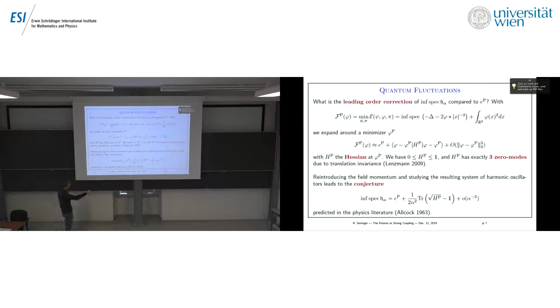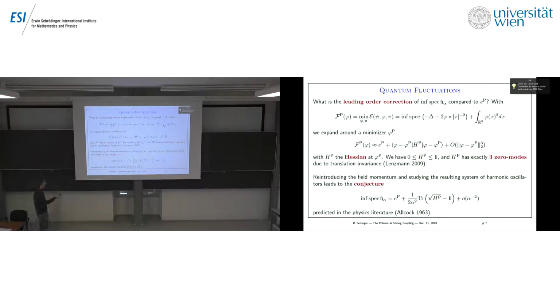So the prediction would be that the shift in ground state energy between the quantum and the classical problem, to leading order in alpha, should be 1 over alpha squared, and the coefficient should be the trace of the square root of the Hessian minus 1. Okay, and one can actually check that this is a trace class operator, meaning that the Hessian is basically 1 plus something that is trace class. Okay, so this makes sense.